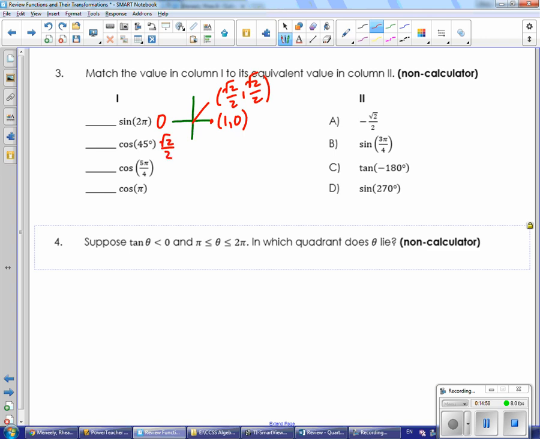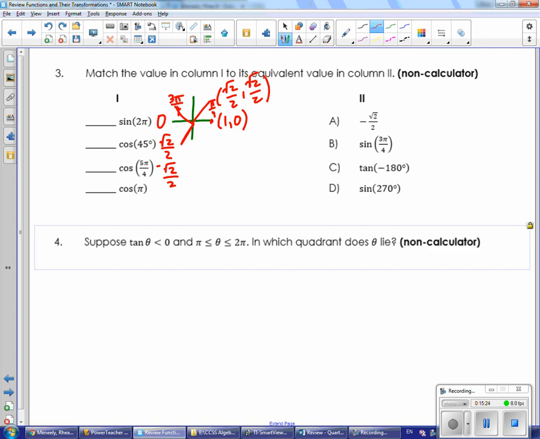The cosine of 5 pi over 4, that's another 45-degree angle. I've just got to figure out what quadrant it's in. So we know that this is pi over 4. This angle right here, remember, my numerator would be 1 less. So this is 3 pi over 4. So 5 pi over 4 places me in quadrant 3, where the cosine is negative. So this is going to correspond to a negative square root of 2 over 2.